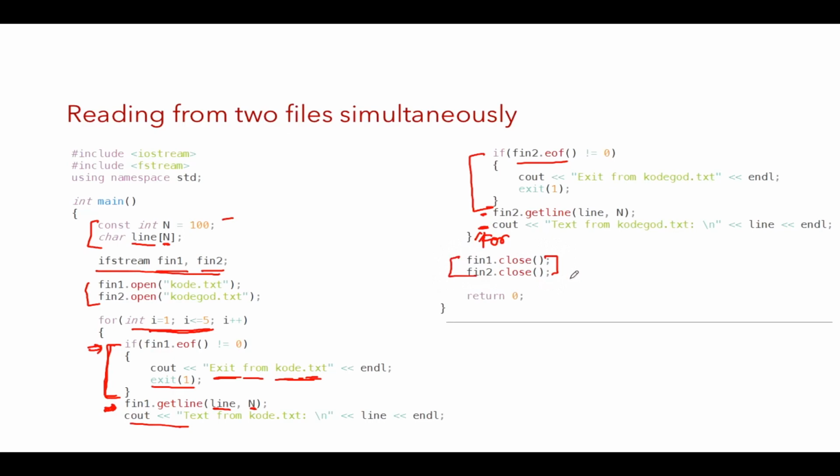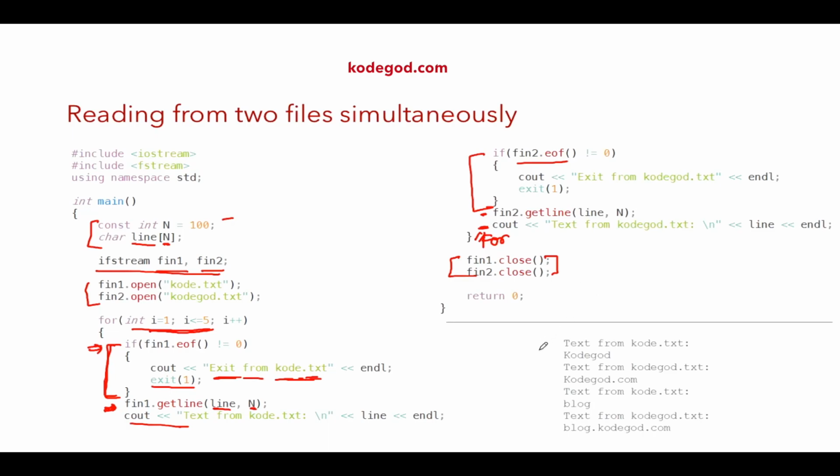So what is exactly happening in this program? I'm going to perform a for loop 5 times, starting from 1 to 5, that is 1, 2, 3, 4 and 5, and it is going to read 5 lines from these two files. So here is the output of this program, because we are reading one line from the other one.